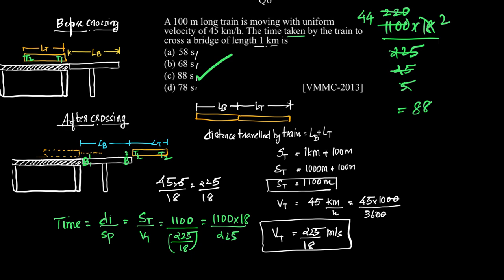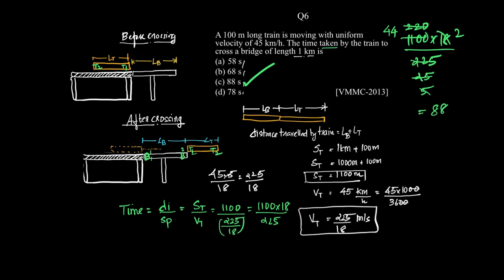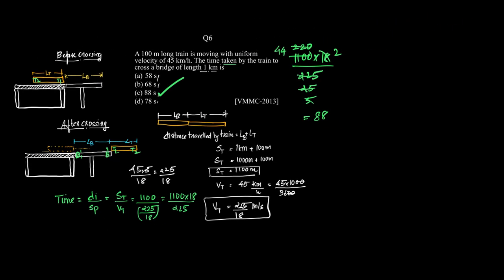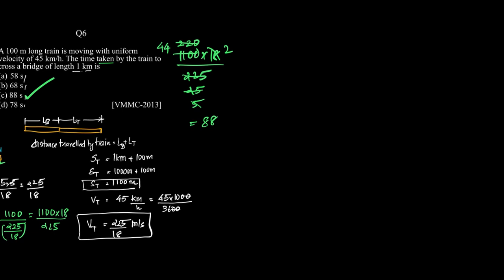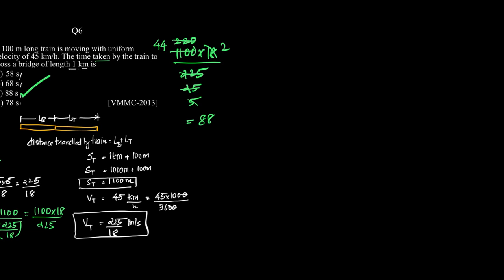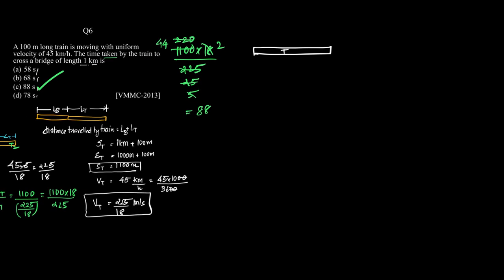And I think I should add one more point here. The diagram was a bit confusing, so I would like to rephrase the diagram. So it goes like this. This is the train, right? And let's assume this to be the bridge. Okay, train and bridge. So this is the point of initiation of crossing, right?